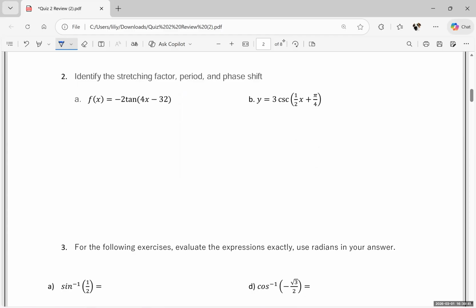The periods and the phase shift, it's very similar to what we did on exam 1 with sine and cosine. It's just now tangent and cosecant on here, but you can see cotangent and secant also. It really all is very, very similar. So let's go ahead and run through these. The first one is tangent. We'll start with a vertical stretch.